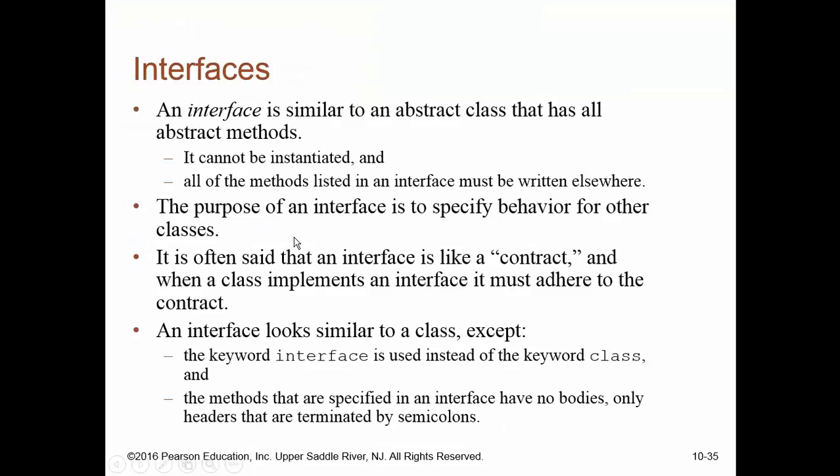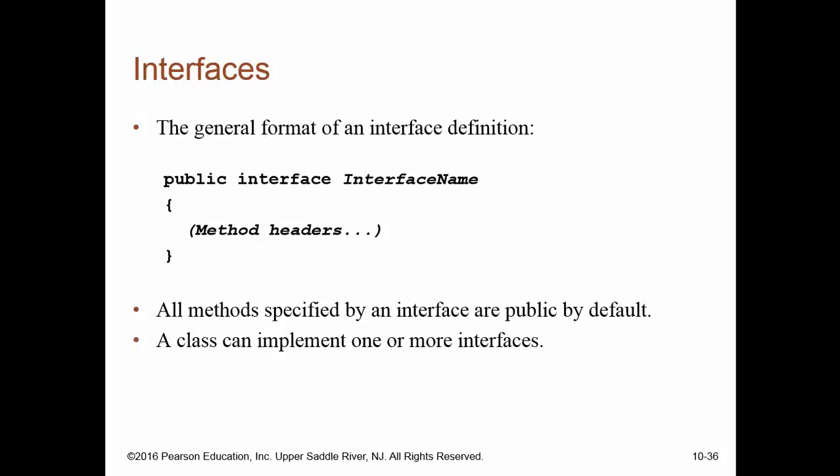Notice an interface is similar to an abstract class in that it cannot be instantiated and all of its methods must be written elsewhere, so in other words, overridden. But an interface is like a contract. The difference is you can only extend or inherit one class, but you can have as many interfaces as you want, and they're going to show you that in here.